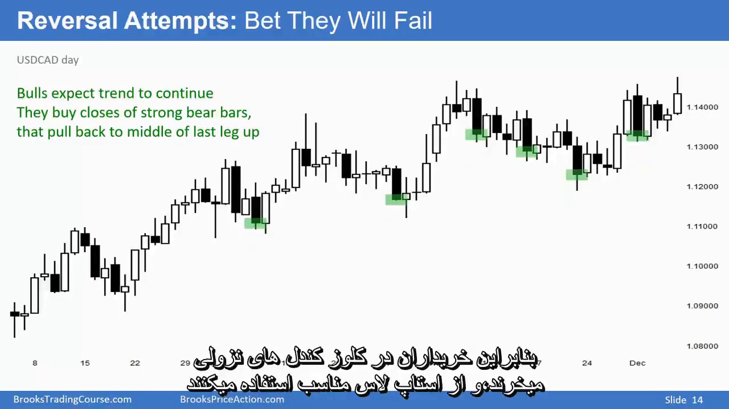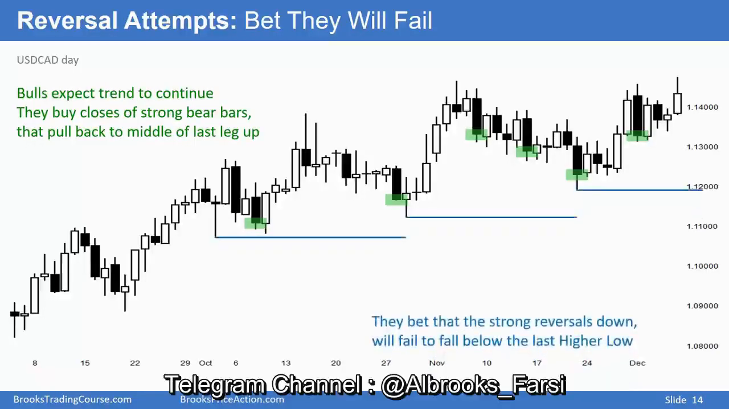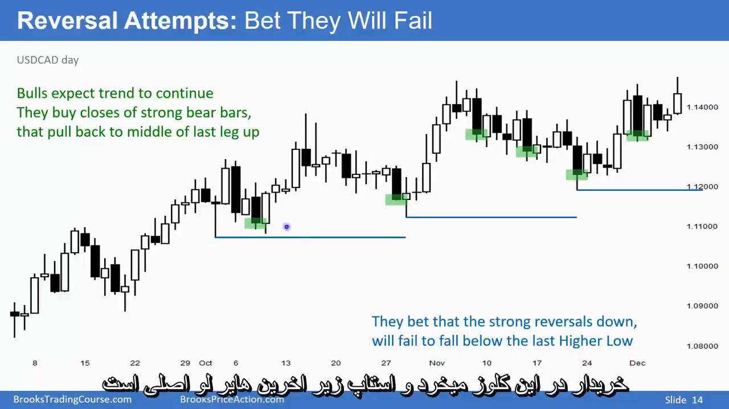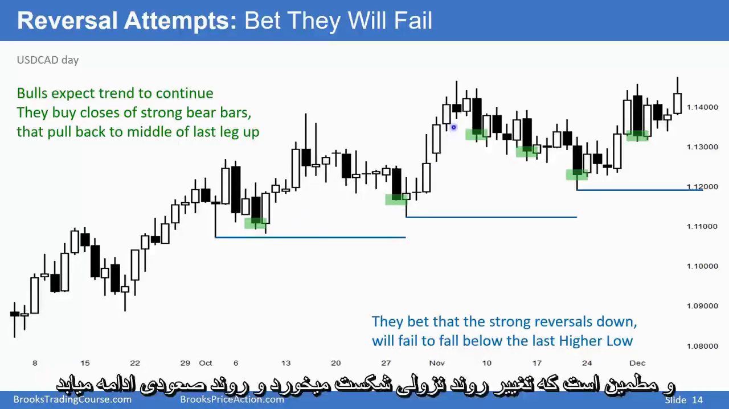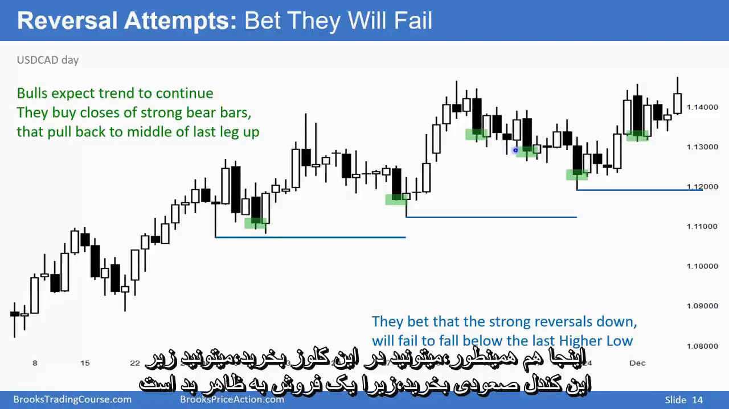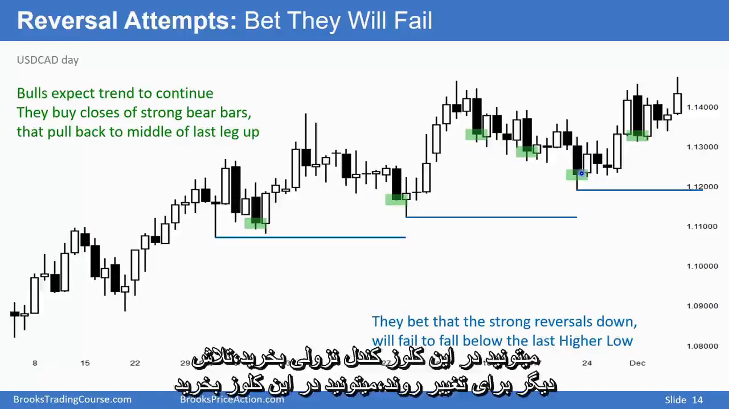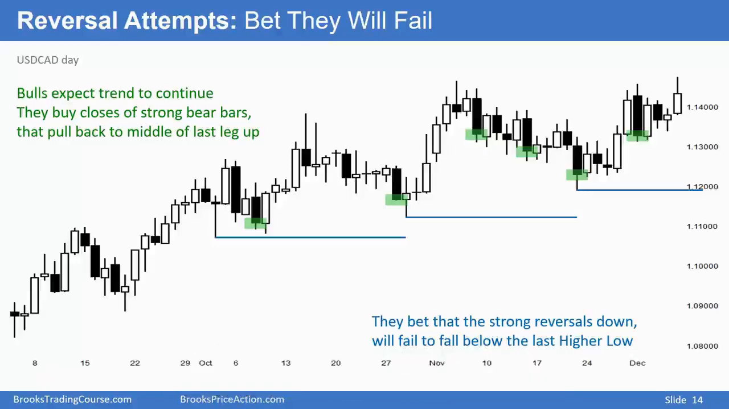So the bulls will buy bear closes and they'll use the appropriate stop. A bull buying this close, his stop is below the most recent major higher low, and he bet that the bear reversal would fail and that the trend up would continue. Same with here. You could buy that close. You could buy below that bull bar because it's a bad looking sell. You can buy that bear close. Another attempt to reverse. You buy that close.